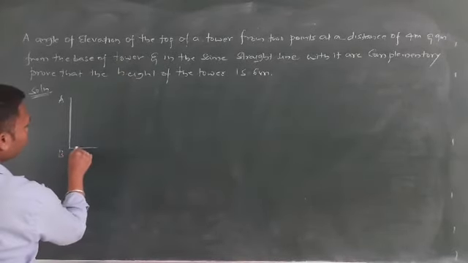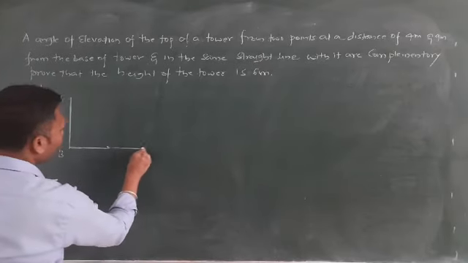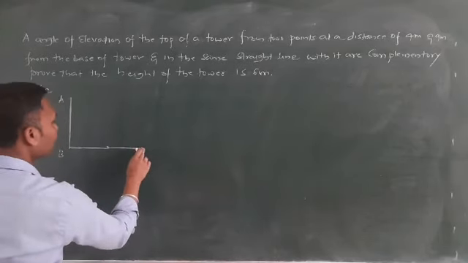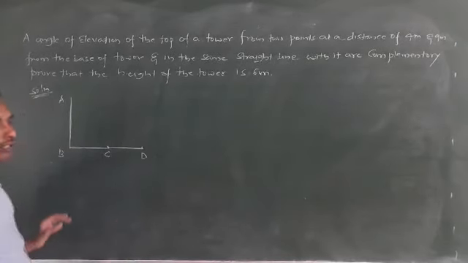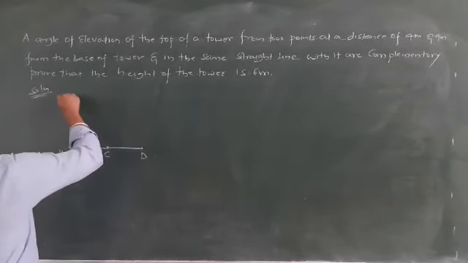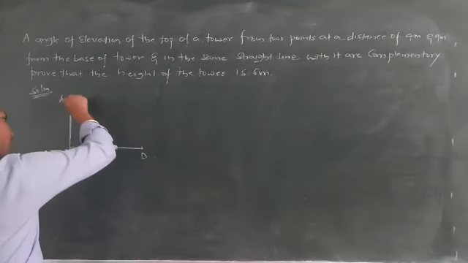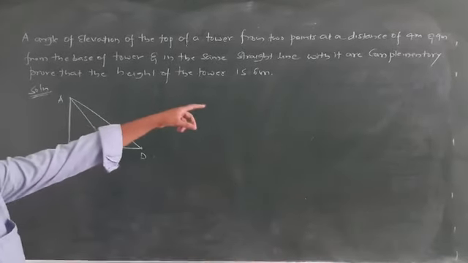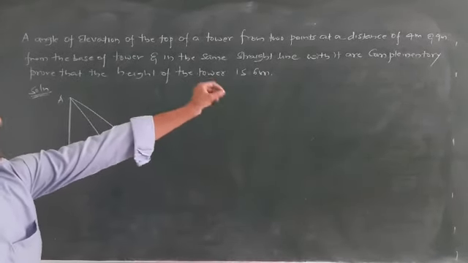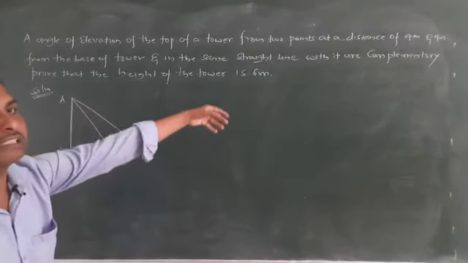Let me take this as 1 point, and I'll take one more point here. This is C, and this is D. I'll join here to here, and again from here to here. So what is given here? The straight line, with it are complementary. Prove that the height of the tower is 6 meter.